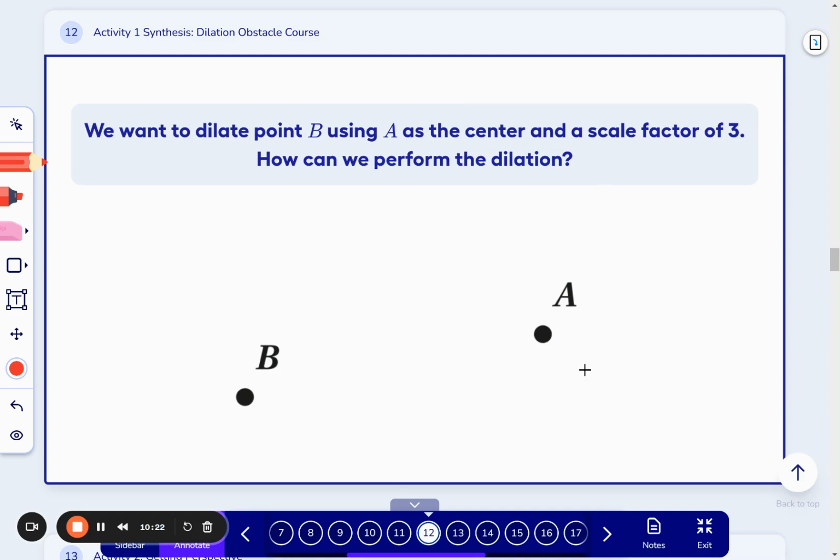So if we want to dilate B using A as a center of dilation, scale factor of 3, how could you perform this? Well, we know that if we dilate B using this as my center, then this C would end up outside of B. So I would measure from A to B, get a distance, multiply it by 3, measure from A out to that number. That would be your new point.